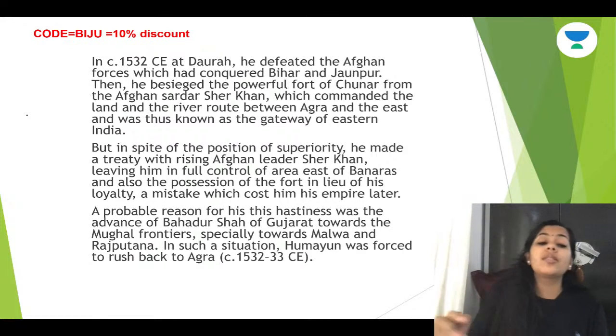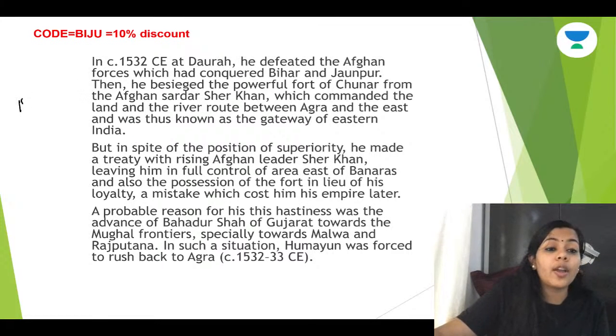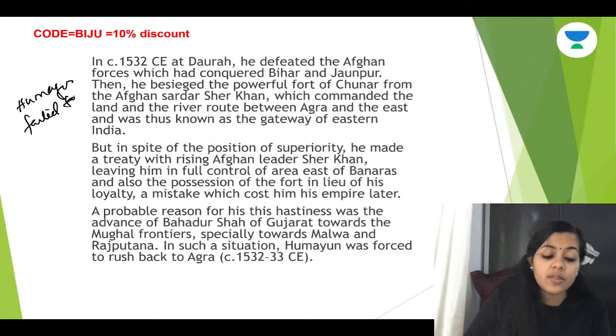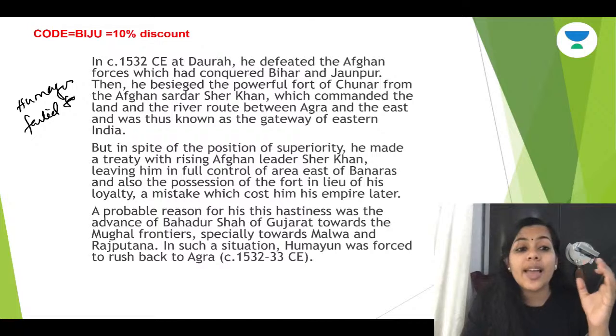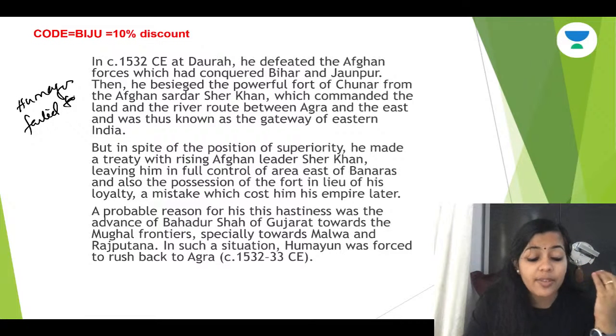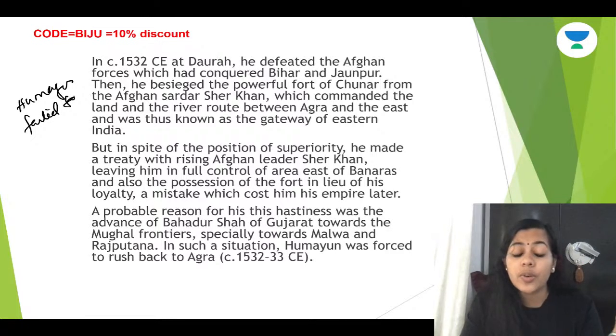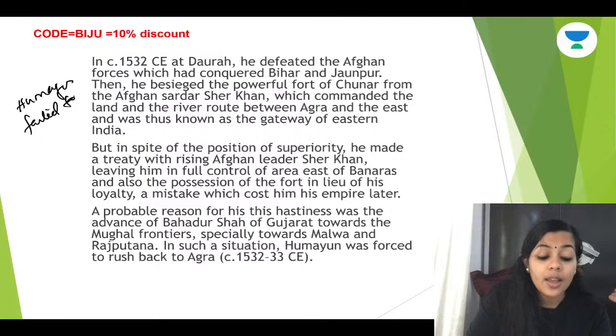And Humayun was completely a failure. He was not able to estimate the growing power of Sher Shah Suri. Sher Shah Suri was growing in power, and Humayun was never able to value it or know that Sher Shah was completely into power.